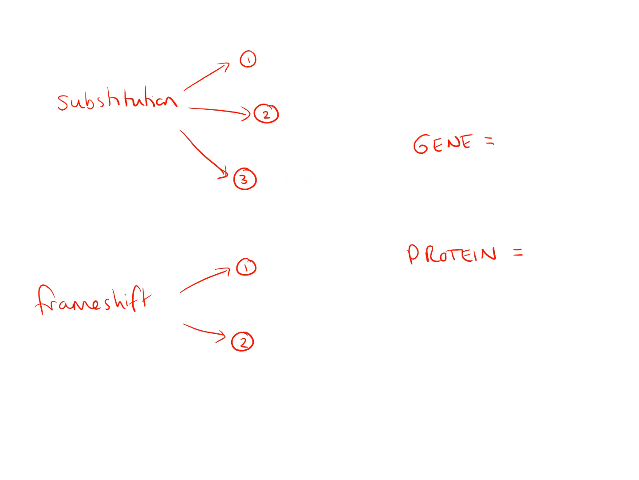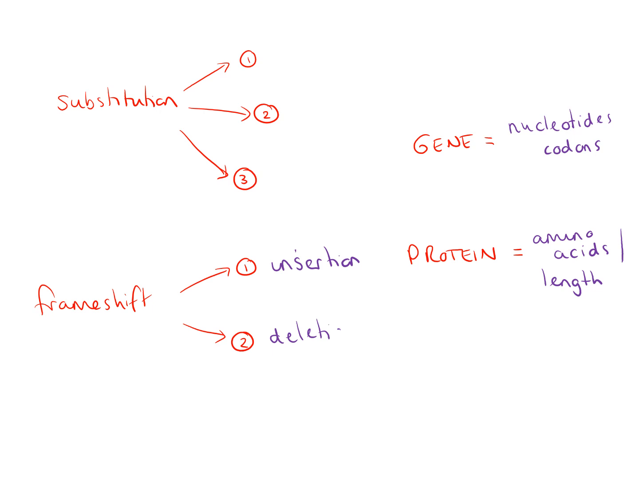So thinking about frameshift now, if we are asked about the effect on the gene, again referring to nucleotides or codons. And for the protein, we are thinking about amino acids or length. And we had two types. We had our insertion mutations and we had our deletion mutation.